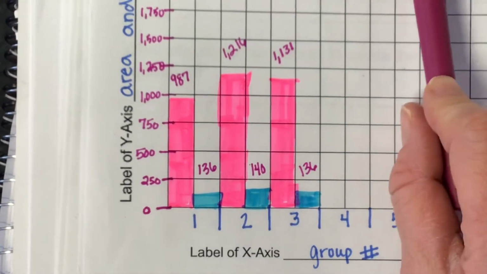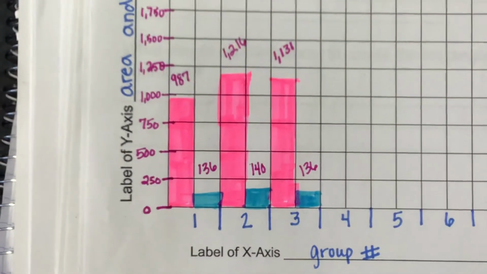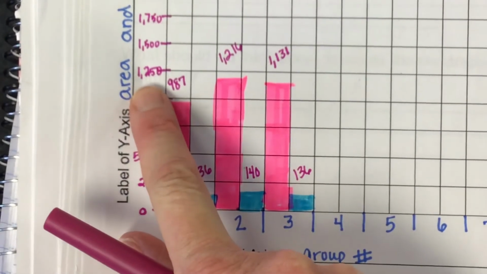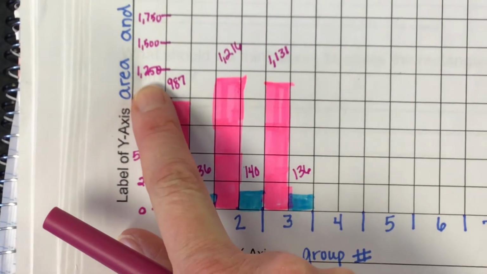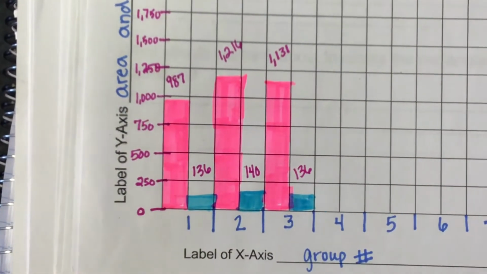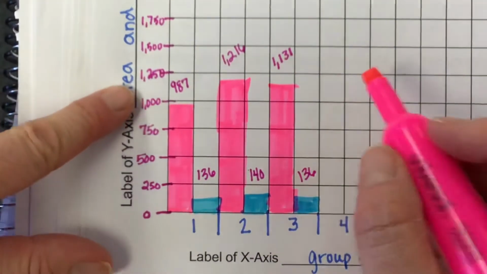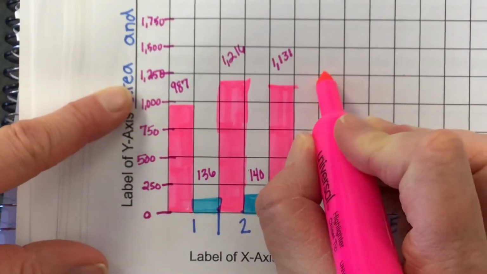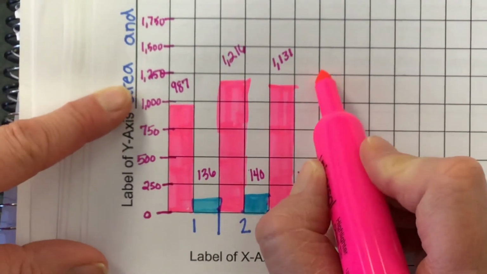Okay, 1,247. That's going to be pretty close to 1,250, right? Yes? So 1,247 is almost to that line. Very, very close to that line.